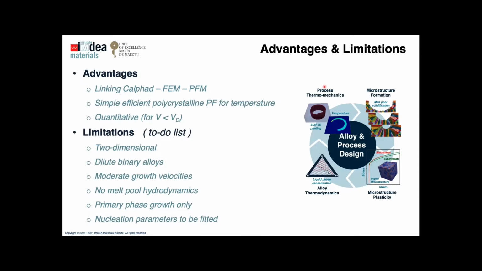And so just to summarize briefly the advantages and limitations, we do some coupling, linking, chaining, if you will, between CALPHAD, phase field, and finite element. We have a simple and efficient polycrystalline phase field for arbitrary temperature profile. It's still quantitative for limited velocity. And well, we have some limitations that I've already mentioned, but all of these limitations are actually items on the to-do list, or at least most of them are. And that's the future. As I told you, it's very much work in progress.